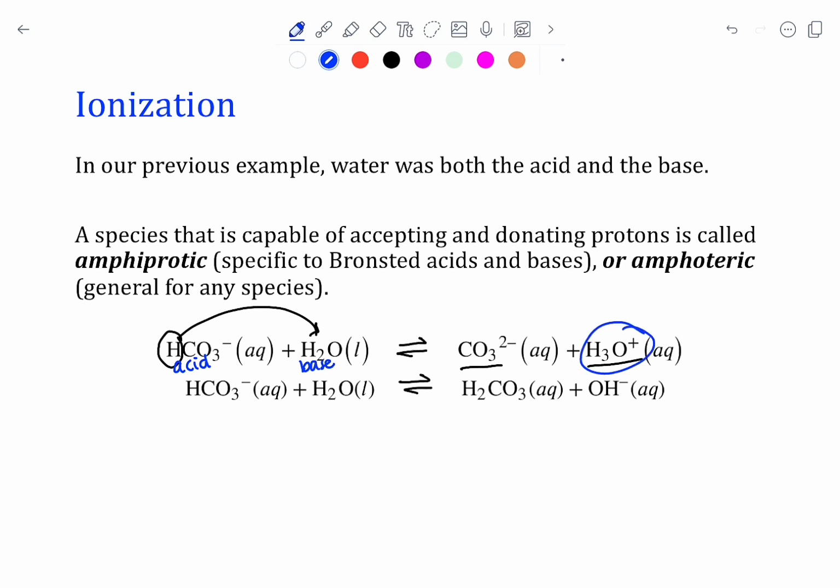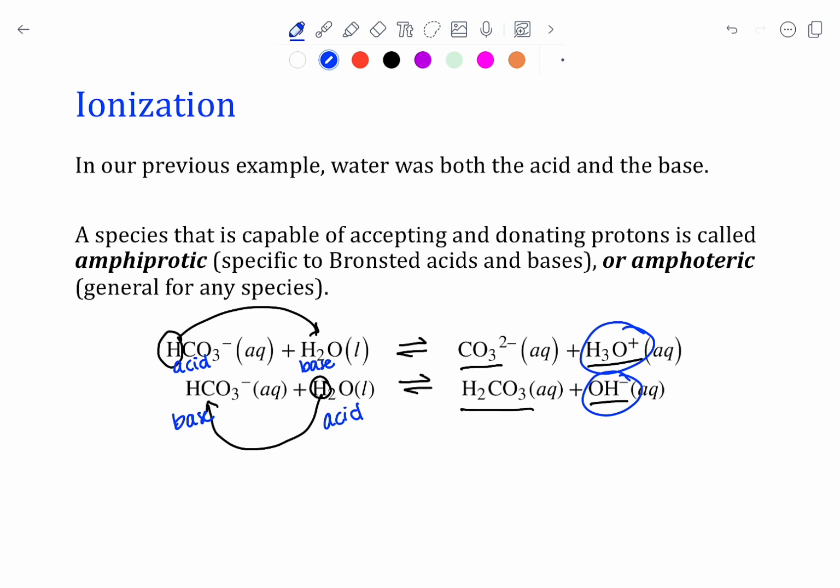We can then have the HCO3- reacting with water again, where in this case, one of the hydrogens from the water is now going to the HCO3-, creating H2CO3 and getting out the hydroxide ion. So the hydroxide ion specifically is telling us that water reacted with a base. So HCO3- is then a base, and water is then the acid. So we see here that HCO3- can act as both an acid and a base. Water can act as both an acid and a base.